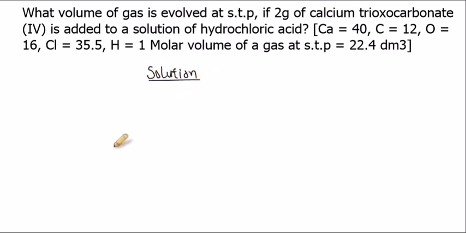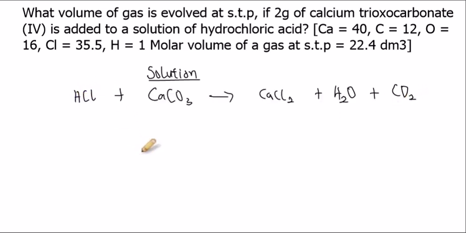To attempt a question involving a chemical reaction, the first thing to do is to write out the chemical equation showing the reaction between the compounds involved. And here we have calcium trioxocarbonate 4 reacting with hydrochloric acid. So let's write out the chemical equation showing the reaction.